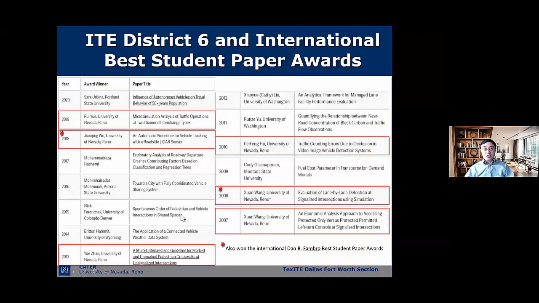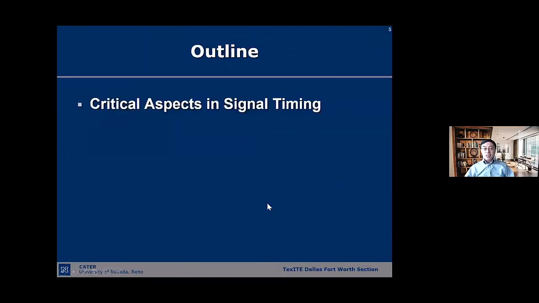So this is a table that highlights all the students' awards between 2007 and 2020 in District 6. So I highlighted those won by our students here, including twice the international level Dan Fambro Best Student Paper Awards. With that, I'm going to get into the actual presentation.